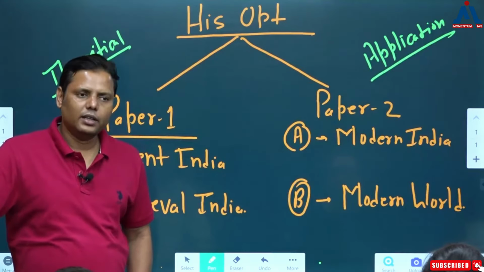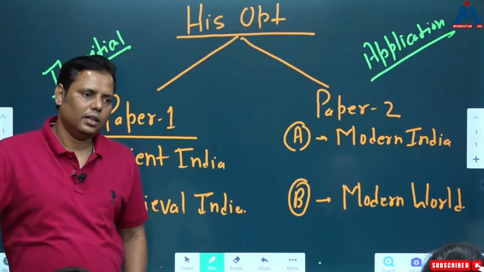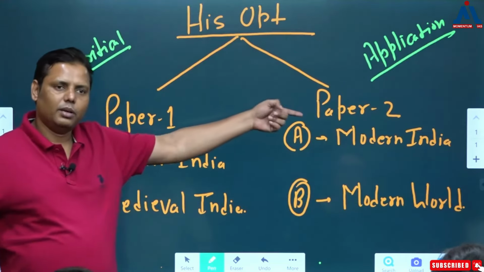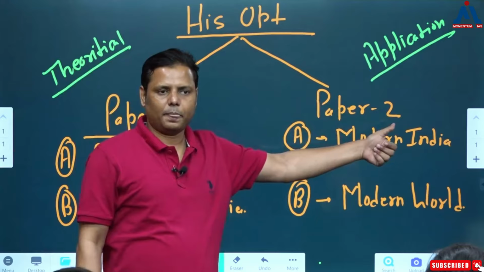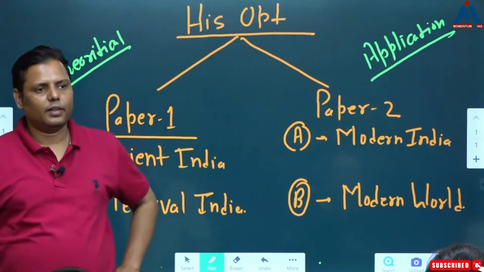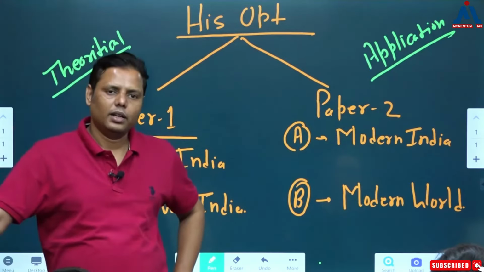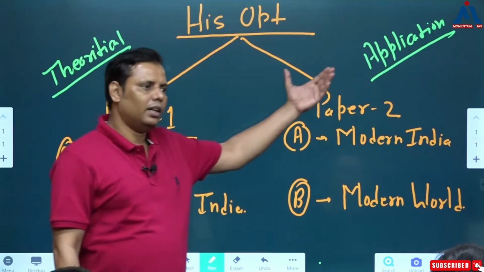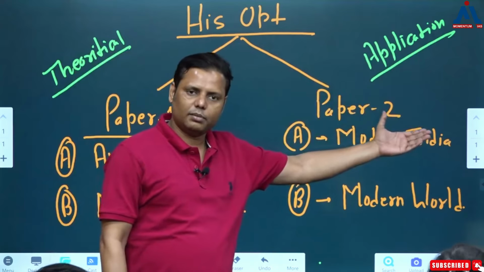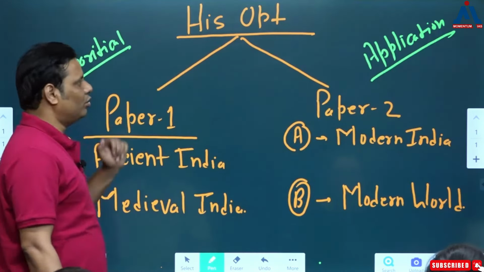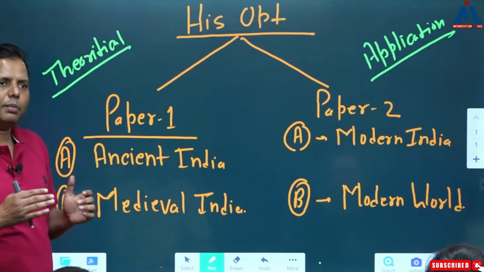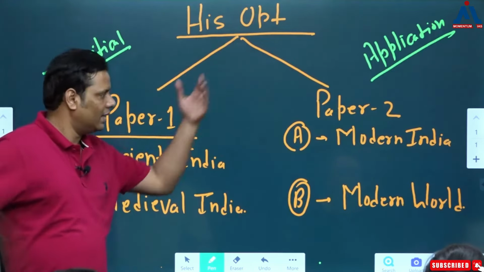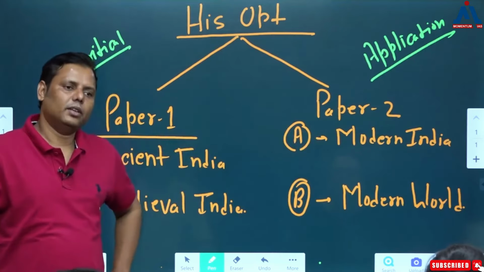Let's go for PSIR. What do you study in the first part? Western political thought. Correct? And in the second part, you read about the Indian political system. When you go for public administration, in the first part you study what? The theories of public administration. In the second part, you read about the Indian administrative system, right? So basically, in most of the papers, the first part is mostly about theories, and the second part is about the application of those theories.